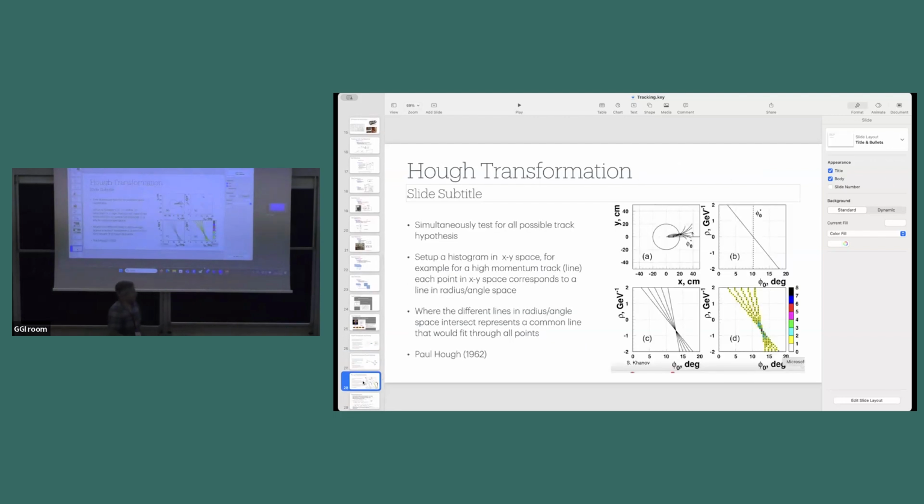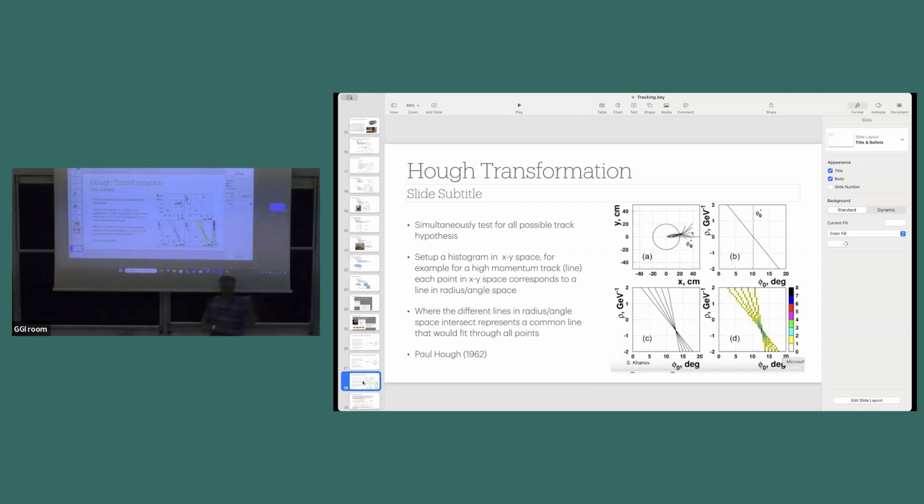Something else that was developed in the 1960s to deal with this problem is called a Hough transform, after the guy who came up with it in the early 1960s. If we imagine for a moment that over some small enough distance the particle is approximately traveling in a line, you can simultaneously test for all possible track hypotheses, which is that you can set up a histogram in XY space.